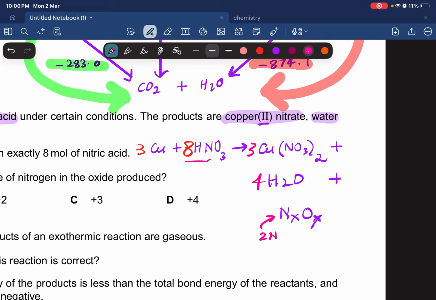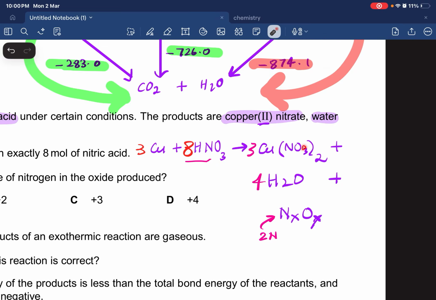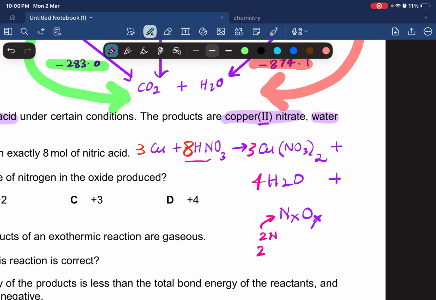And how many oxygens do I need? I have 3 times 6, 18 oxygens, plus 4 oxygens. What's 18 plus 4? That's 22 oxygens I have on this side. And how many oxygens on this side? 8 times 3 is 24 on this side and 22 on the other. That means I need 2 more oxygens. So I need 2 nitrogens and 2 oxygens.